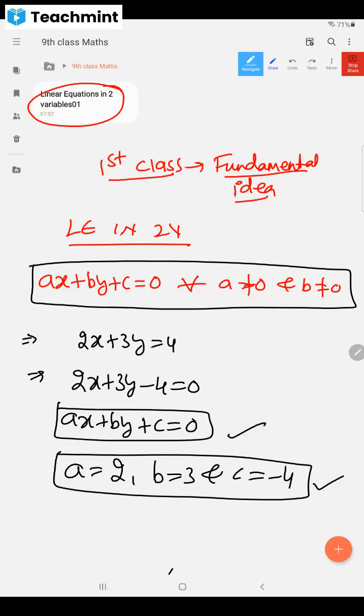So c can be anything. A and b also can be anything, but they should not be 0. Other than 0, they can be anything else. Got it, dear children?